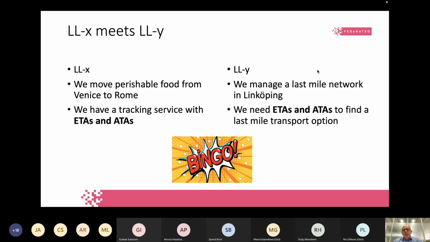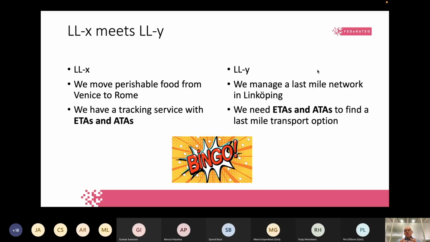And so I've just picked some fictitious labs, one less fictitious than the other, or maybe they're both not so fictitious. So we have one lab that is focusing on the movement of perishable food from Venice to Rome, right? And there's another lab that does last mile services in Linköping. What they have in common is that they're both using tracking services in order to be able to determine estimated times of arrival, etc. And so they have something in common.